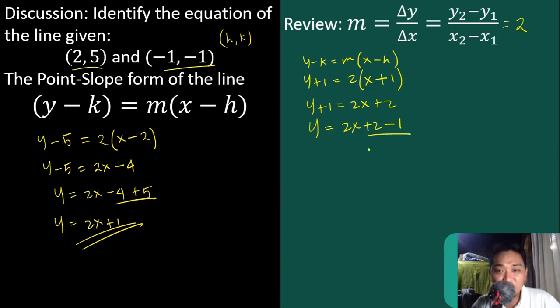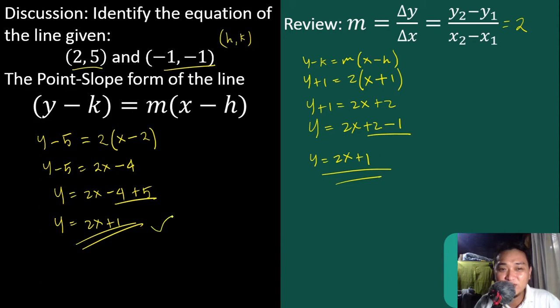Now, we could evaluate this. Let us combine those similar terms. We have y is equivalent to 2x. 2 minus 1 is positive 1. Ayan. So, pareho sila. Ayan, pareho. Whatever point you use, for as long as those 2 points is along that line, and we make use of this point slope form of the line, pareho lang din yung kanilang kalalabasan.